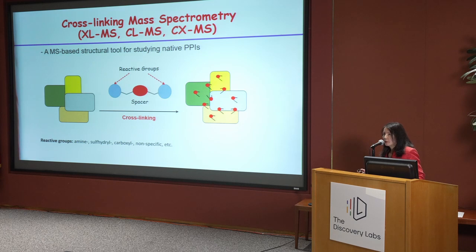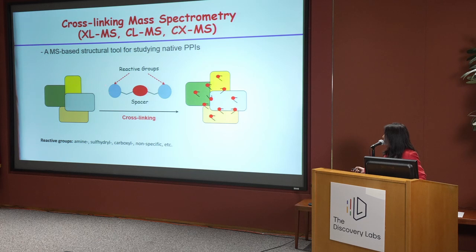So, an alternative strategy to map protein-protein interactions in my lab: we try to focus on cross-linking mass spectrometry. Cross-linking mass spectrometry is actually a mass spec-based structural tool for studying native protein interactions. It can capture the interactions through the formation of a covalent bond between proximal amino acids, and this proximity is defined by a specific cross-linker.